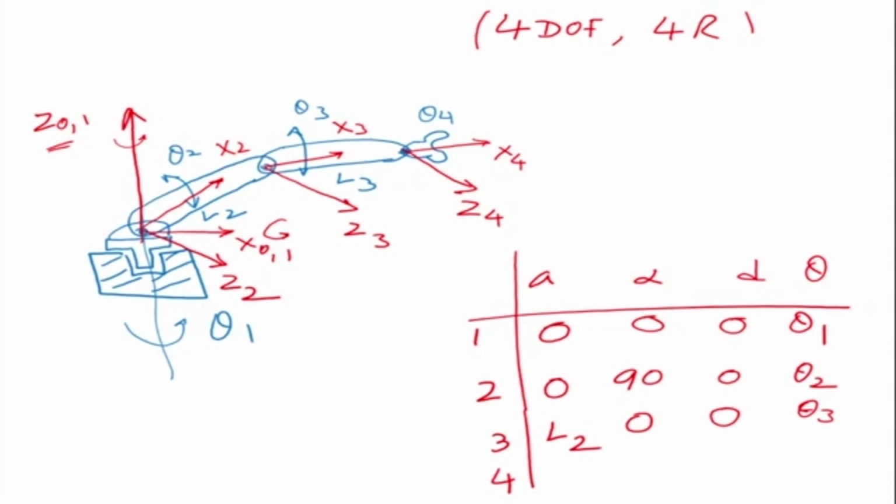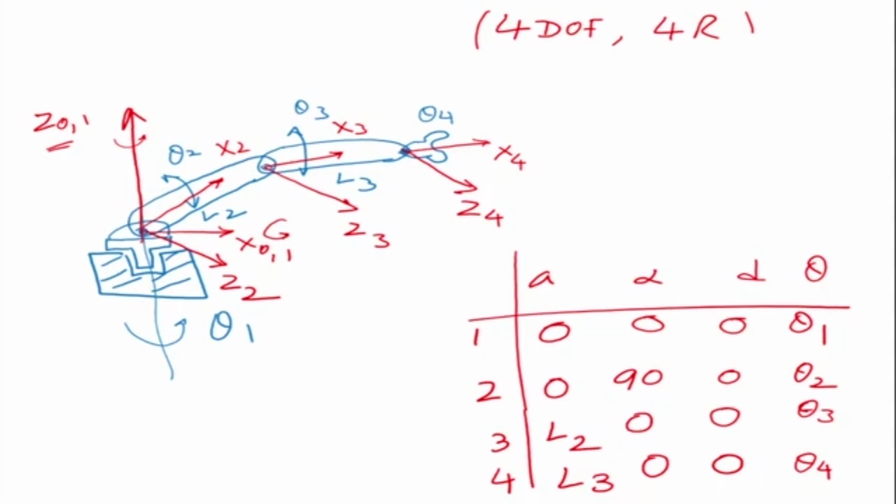What about the fourth axis? Now the z4 and the z3 are having a distance of L3. The angle alpha between them, they are parallel, so there is no angle between them. What about distance between the x-axis? They are intersecting, so there is no distance between them. And what is the variable? It is L4.